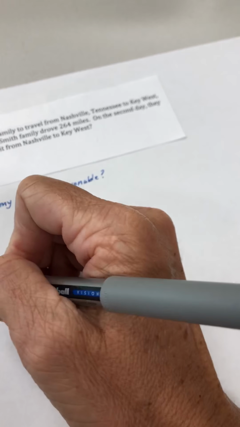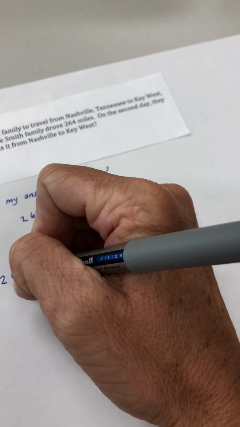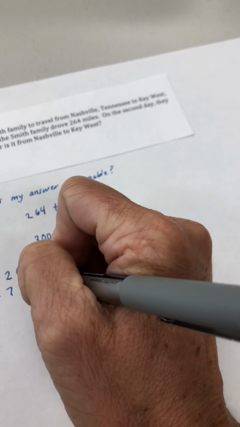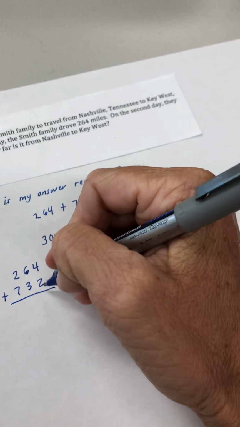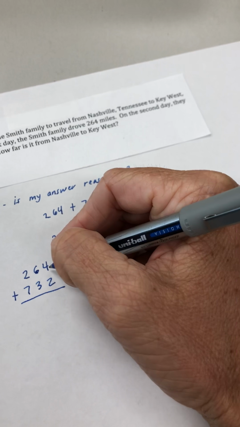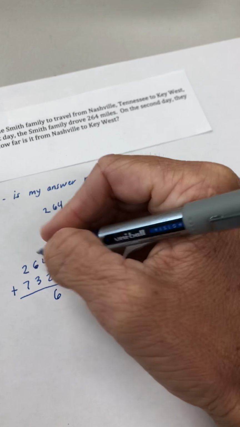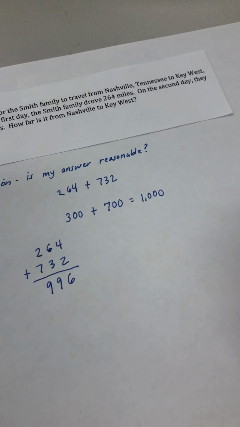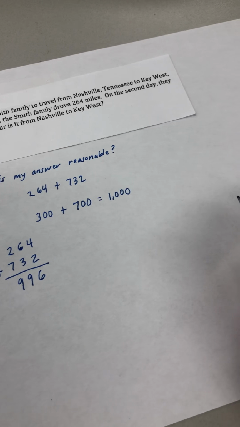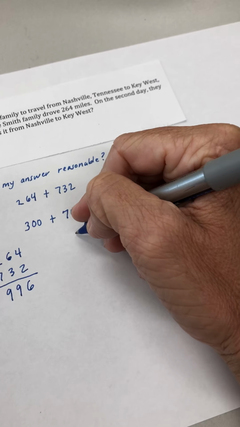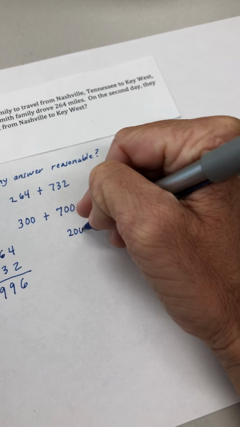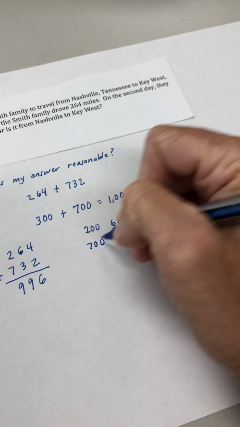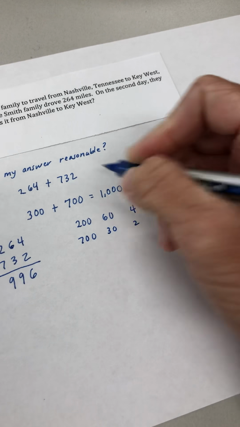Okay, so as a good student, I'm going to go ahead and take that 264 and add 732 to it. Using my traditional algorithm, we're going to do 4 plus 2 is 6, 6 plus 3 is 9, and 7 plus 2 is 9, so 996. Okay, just for a little bit more practice here, I'll show you the partial sums. So we're breaking 264 into 200, 60, and 4, and 700, 30, and 2.